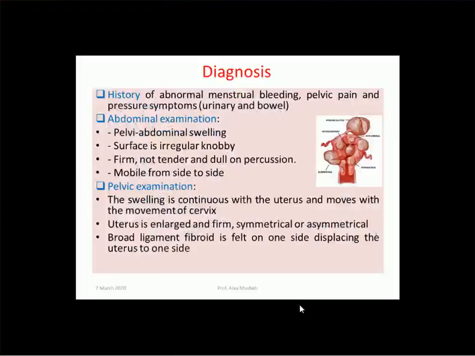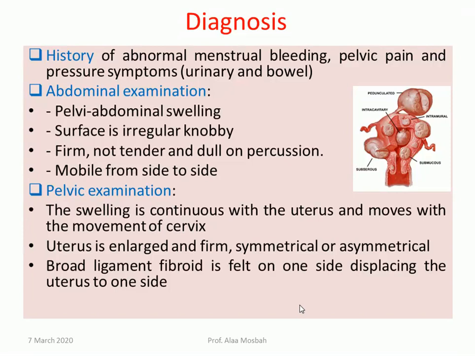The diagnosis includes history, abdominal examination, pelvic examination, and investigations. History of abnormal menstrual bleeding, especially heavy menstrual bleeding, and sometimes there is intermenstrual bleeding in certain conditions due to associated pathology like endometrial hyperplasia, or due to an ulcerated and infected submucous fibroid polyp. But the commonest presentation of bleeding is heavy menstrual bleeding.